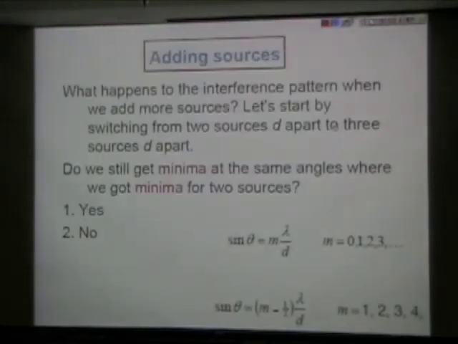Well, adding sources. Now we're going to talk about diffraction grating. What if we have 3, 4, 5 dozen, millions of sources? How would it affect the interference pattern? Well, this question is not going to be graded. So it's just testing your intuition. All right, what do you think?